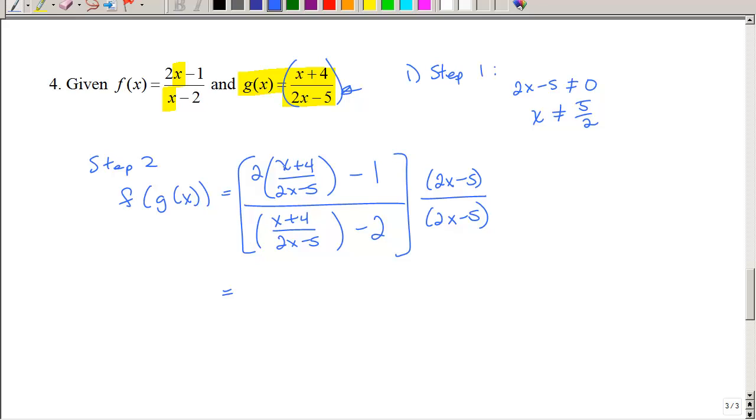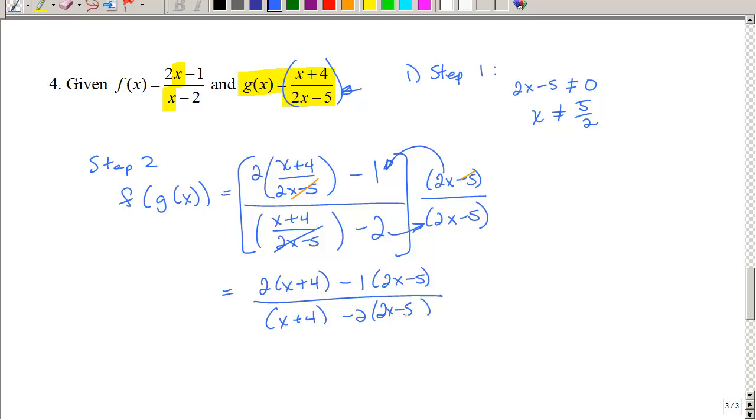So here, those would cancel, and I would be left with 2 times x plus 4 minus 1, and I have to multiply that as well. Over here, that would cancel, and I'd be left with x plus 4 minus 2 times that. Now here, you can't start canceling out those x plus 4s and stuff. You have to distribute and collect like terms.